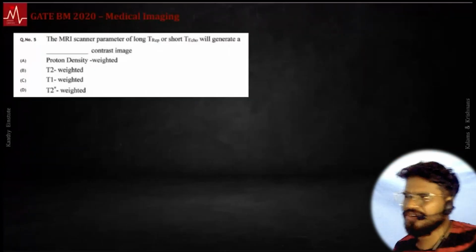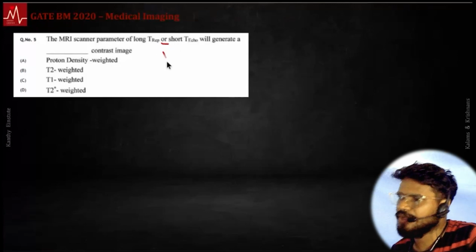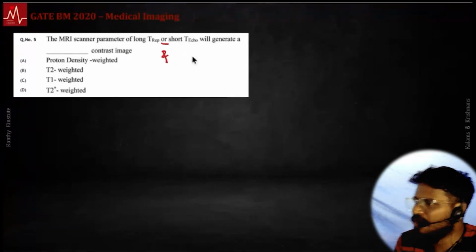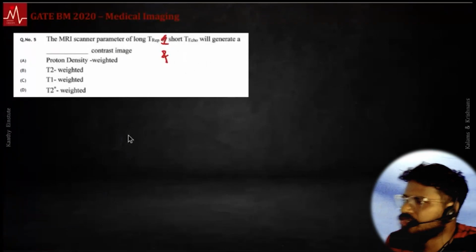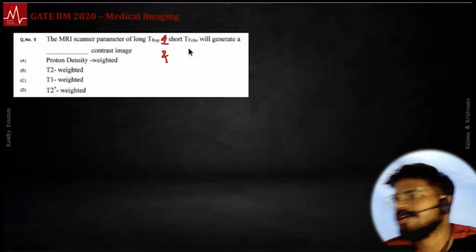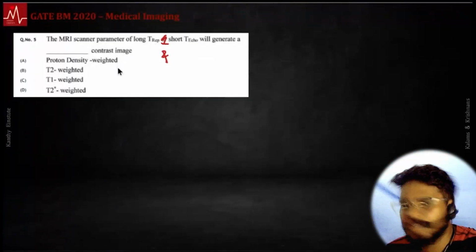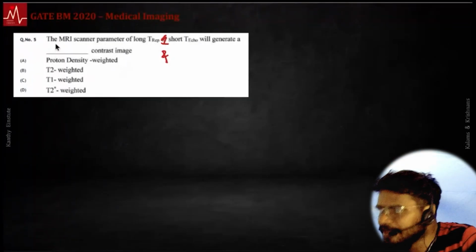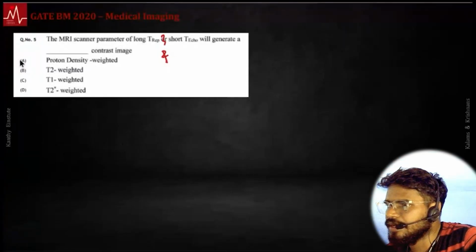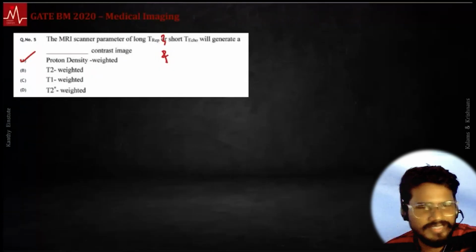Long TR or short TR? There is a mistake, right? Long TR and short TR. Only we did a long TR and a short T echo. This is PD. Not information from T2, not information from TR, but there will be an image. If we make that correction, this is A, and notice long, short doesn't make sense.